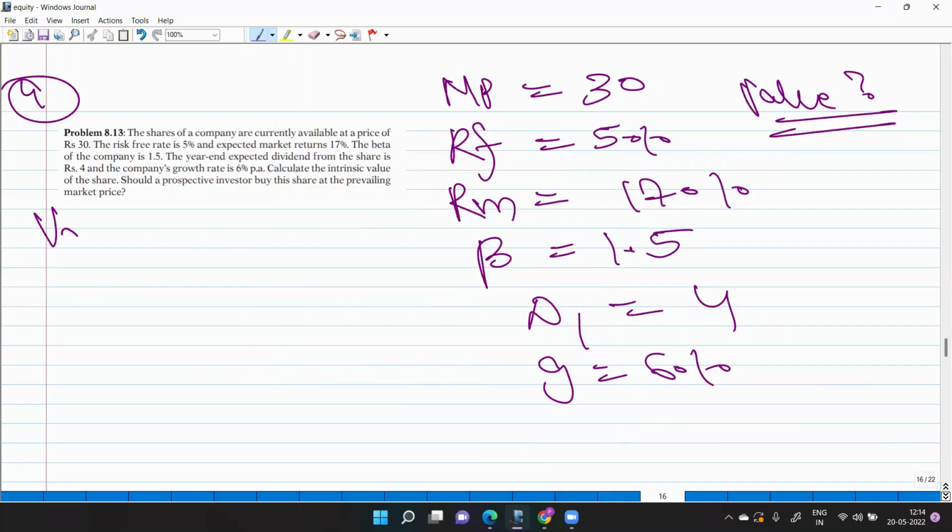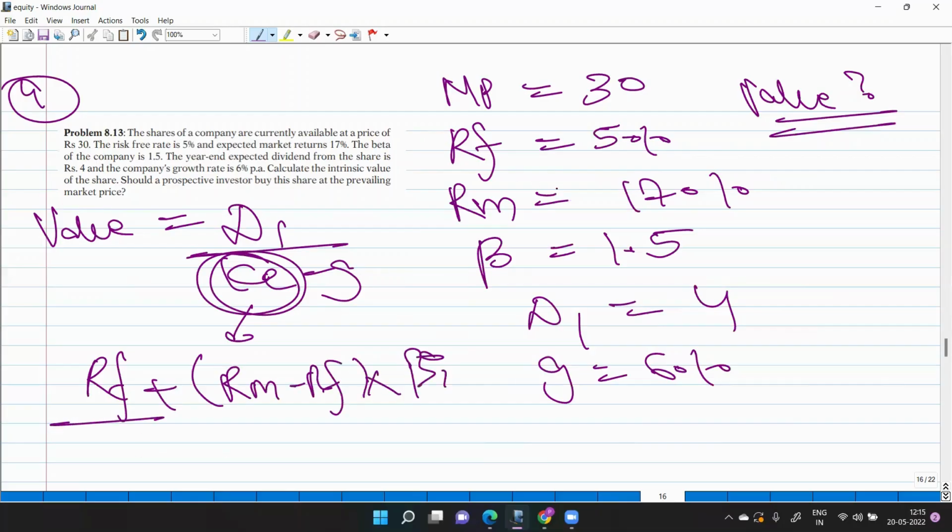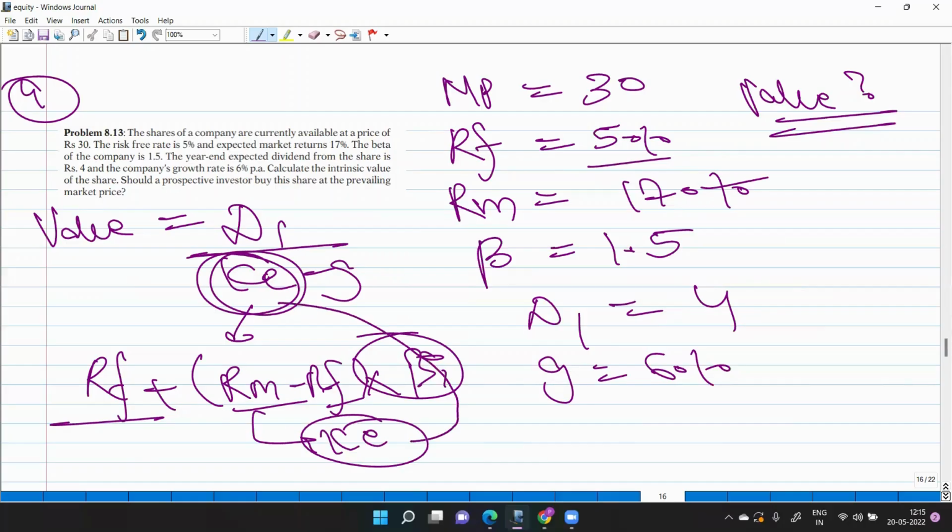Okay, now for value, if you rewrite the formula, I need this. Now here KE is not given, so how will I calculate KE? Using the CAPM formula. So in place of RF I can write 5%, in place of RM 17%, minus 5%, into 1.5. This will give me KE. I will substitute this particular value in this particular formula and finally I will get the value. Should a prospective investor buy this share?